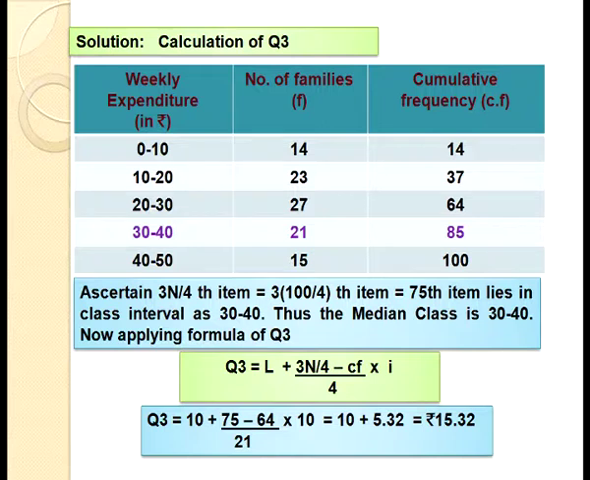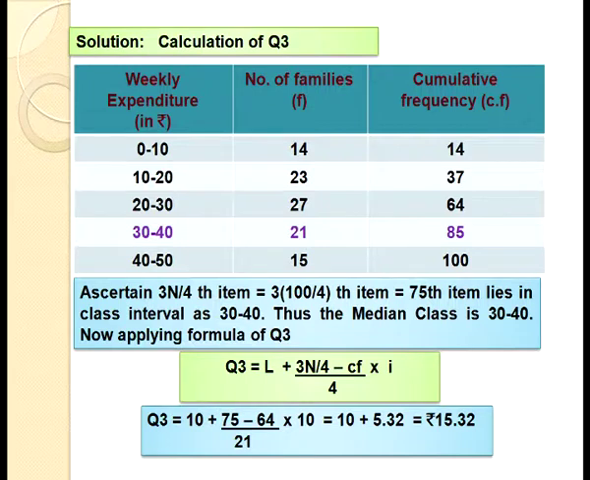After this, we can see 21 is the frequency for this particular class and 64 is the preceding class cumulative frequency. Now let's put the values in. Q3 equals lower limit, which is 30, plus 3n by 4, over here it is 75, minus the previous class cumulative frequency, here it is 64, divided by the frequency, that is 21, into 10. That comes to rupees 15.32.